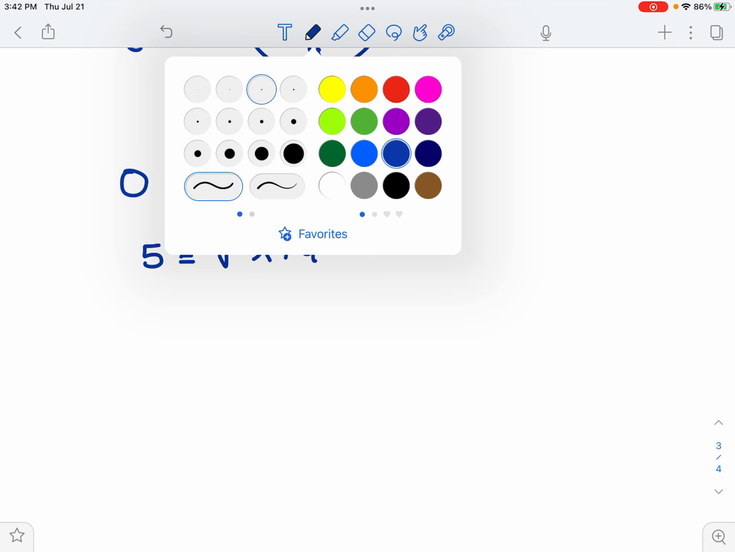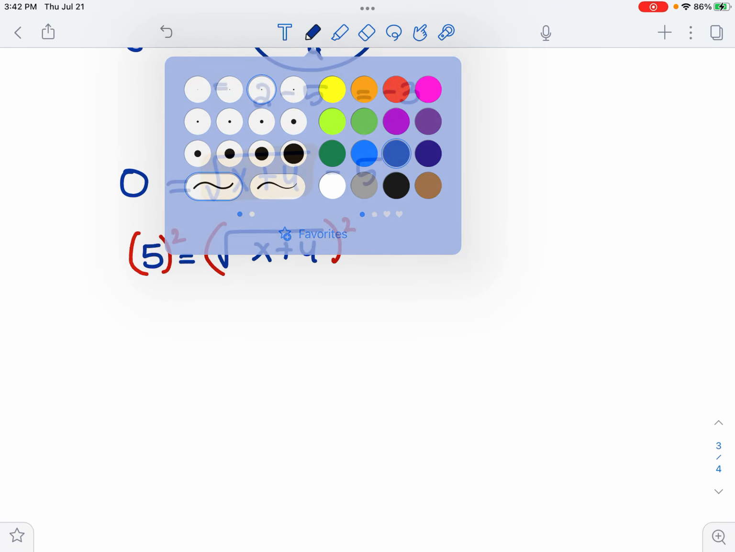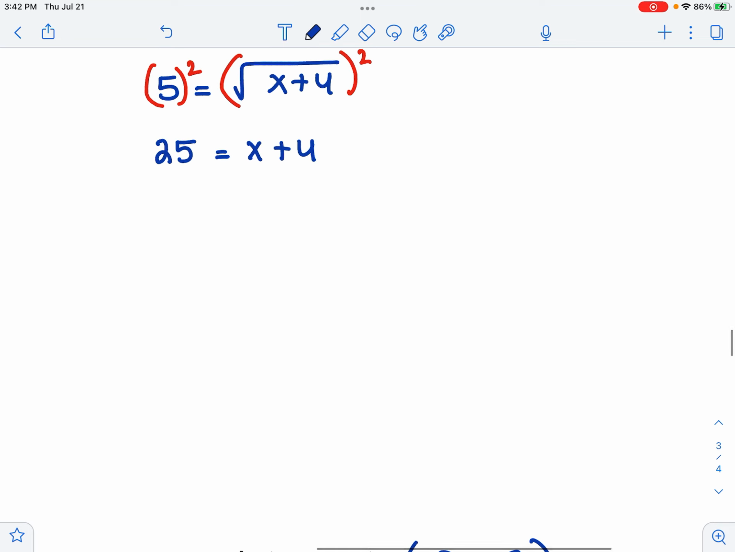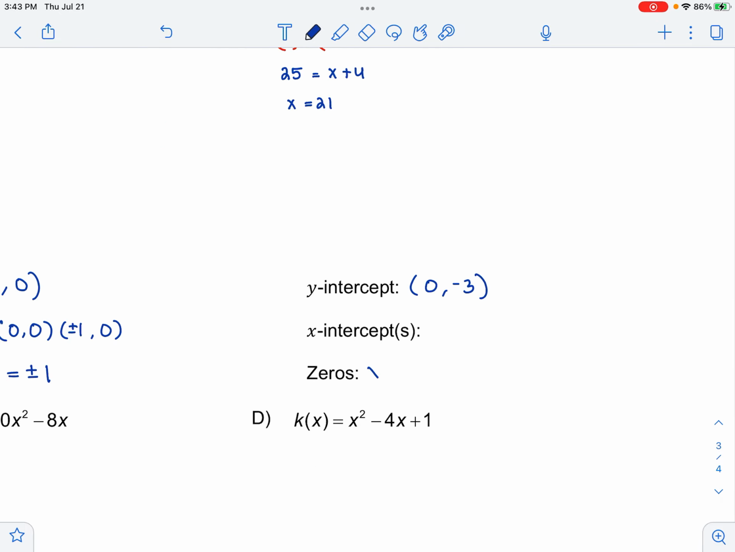Now I can get rid of the square root by squaring both sides. So now I have 25 equals x plus 4. And now I'm going to subtract 4 from both sides, and I have x equals 21. So now I know my 0 is x equals 21. And my x-intercept is 21 comma 0.